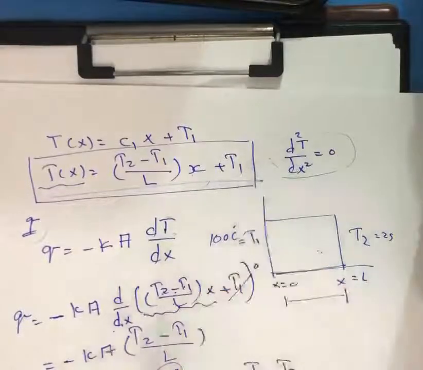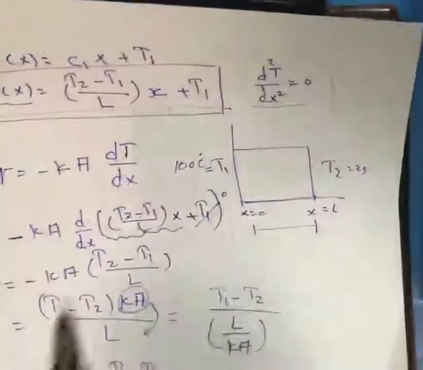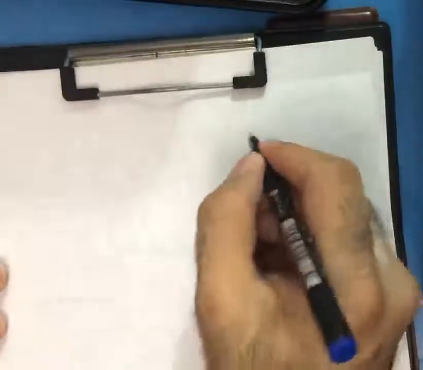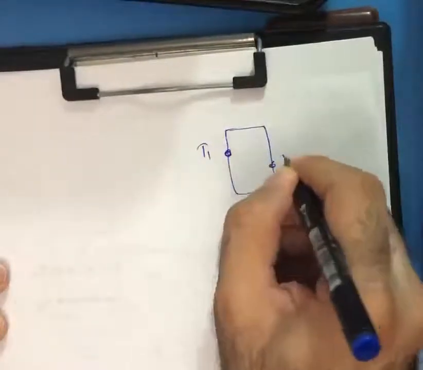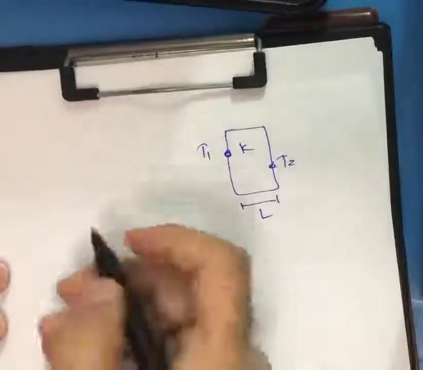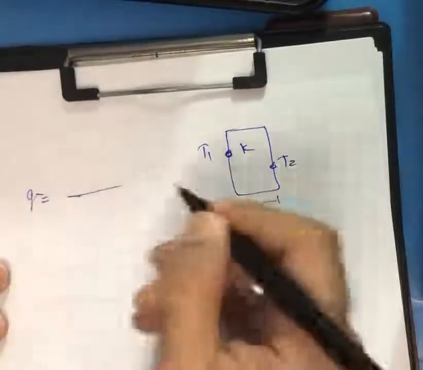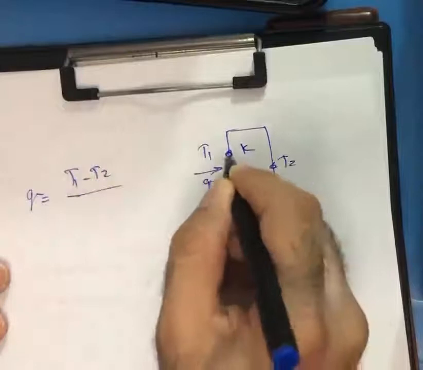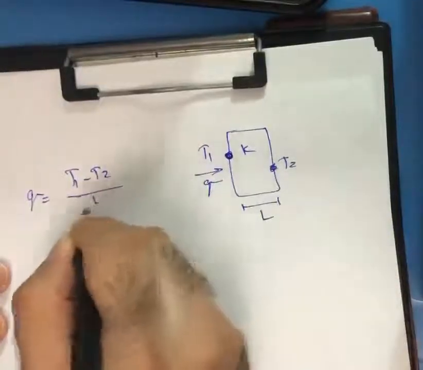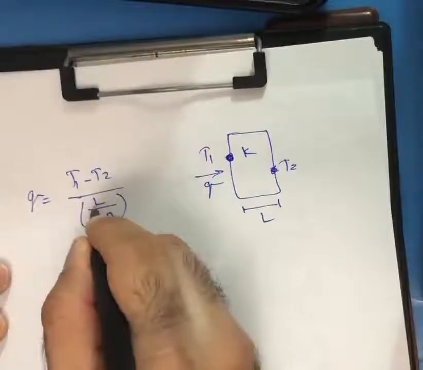Now let us continue. This is only one wall. How can we calculate the heat transfer if we have a composite wall, meaning more than one wall? If we have only one wall with some length, T1 here and T2 here, and some thermal conductivity, it is very easy to find the heat transfer flow across this wall, which is T1 minus T2 divided by L divided by Ka. L is the length of the plate.